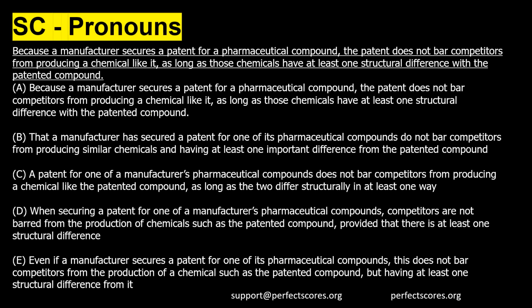All right, let's go through the sentence now. So I'm going to read the sentence first. Because a manufacturer secures a patent for a compound, the patent does not bar competitors from producing a chemical like it, as long as those chemicals have at least one structural difference with the patented compound. So definitely there is a pronoun, it. Let me just highlight all the pronouns in this particular sentence. So you have its hair, its hair.